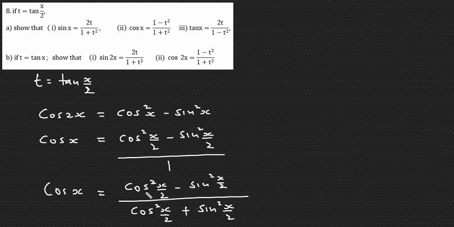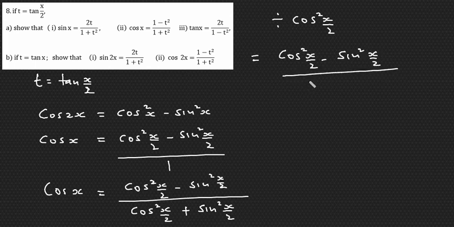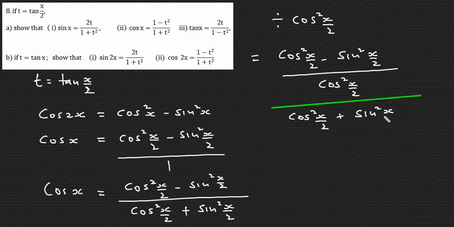Now from here I'm going to divide by cos squared x by 2 because I want to create a tan x by 2. So when I do that, I'll have cos squared x by 2 minus sine squared x by 2 divided by cos squared x by 2, then that all over cos squared x by 2 plus sine squared x by 2 divided by cos squared x by 2.